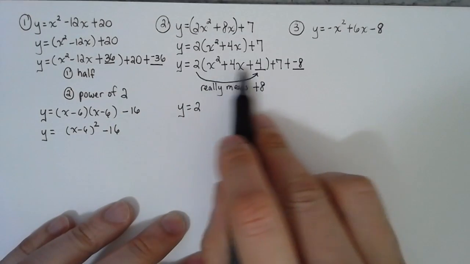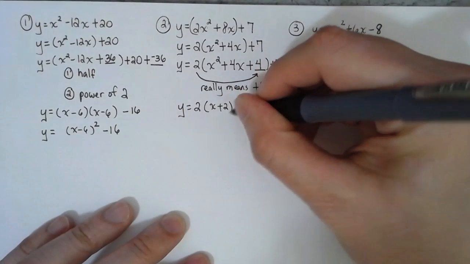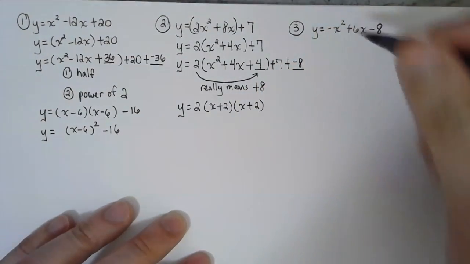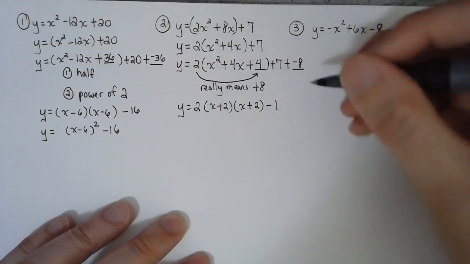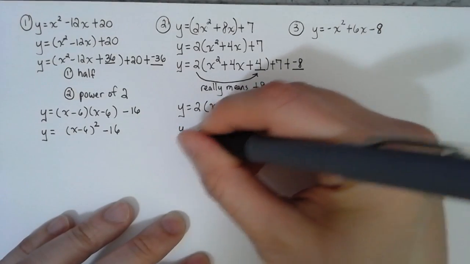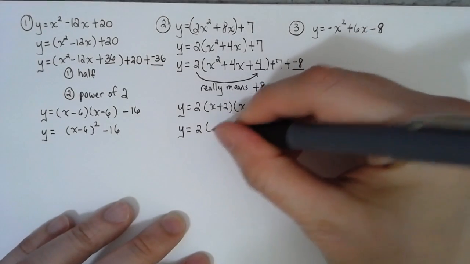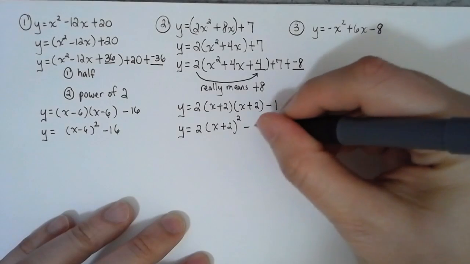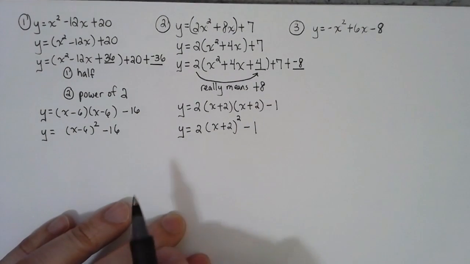We should now be able to factor this parentheses, and that will factor out to x plus 2 times another x plus 2. And combining these two numbers here, you end up with minus 1. And with one more step, this can be written simply as x plus 2 squared minus 1. And we have completed the square. It is now in vertex form once more.